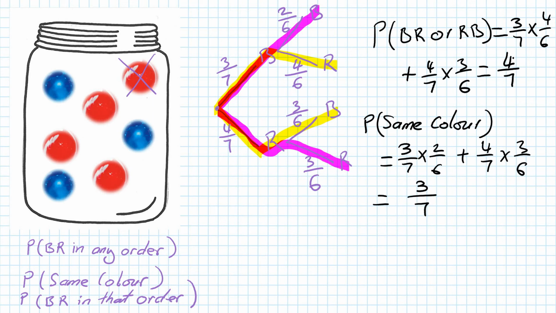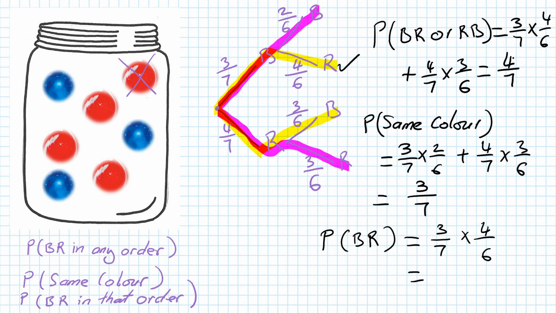Now, last one. It asks for the probability of getting a blue and a red in that order. In other words, find the probability of blue followed by red. That's what I meant. So it is equal to this one here, blue red. So we go 3/7 times 4/6.